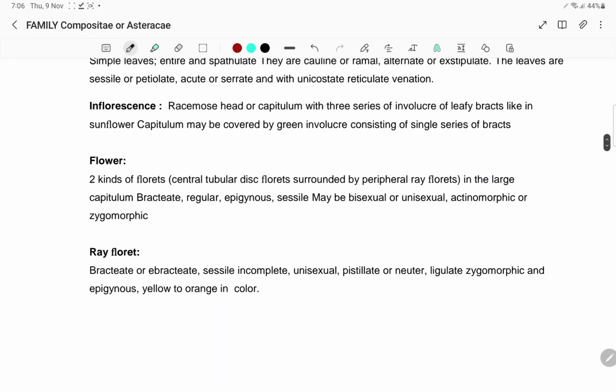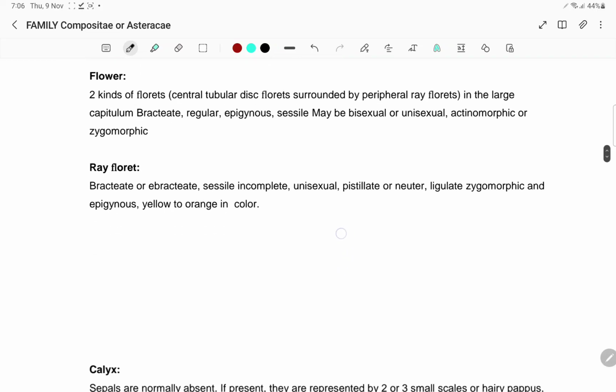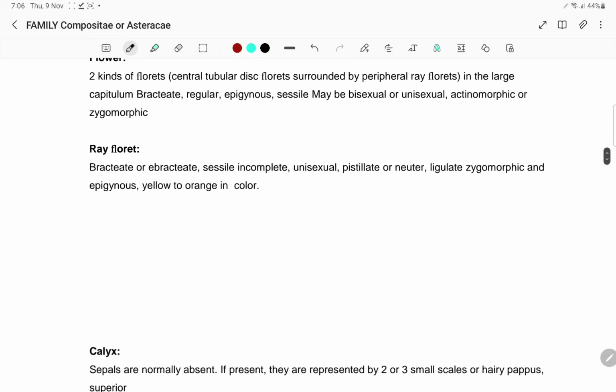And the inflorescence is a racemose head, capitulum. We have 3 series of involucre of leafy bracts in the sunflower capitulum. So the capitulum may be covered by a green involucre consisting of a single series of bracts. 2 kinds of florets are there: ray florets and disc florets. The peripherally arranged are the ray florets, and towards the center you will have the disc florets.